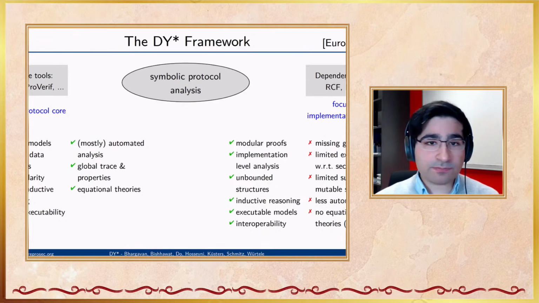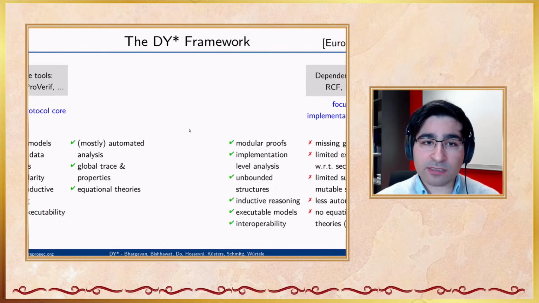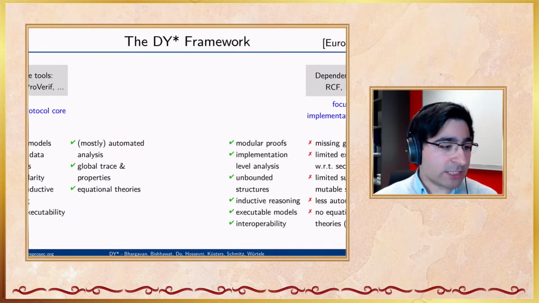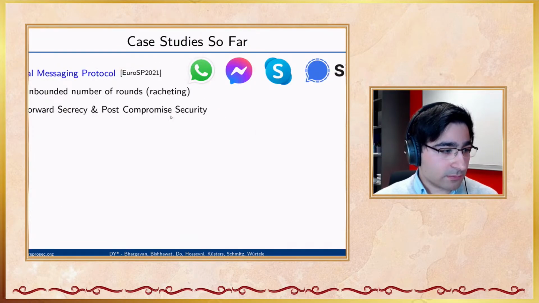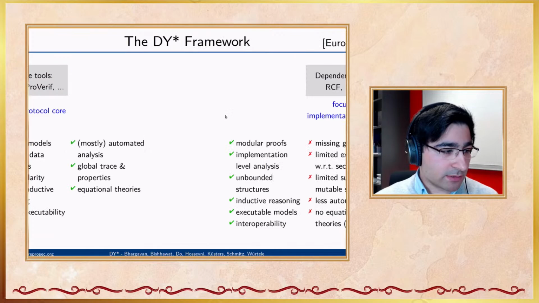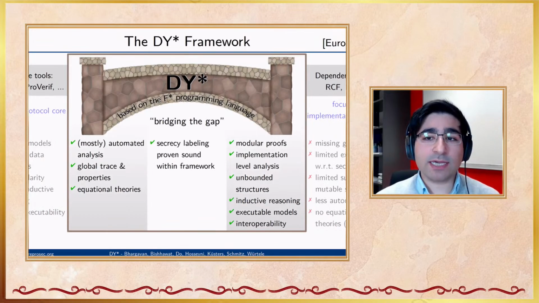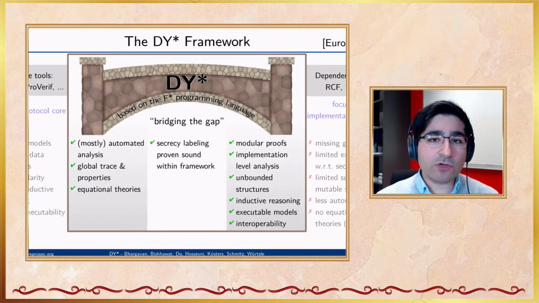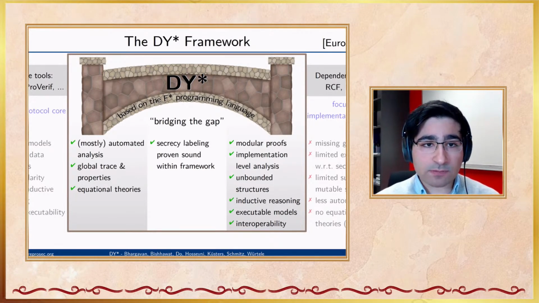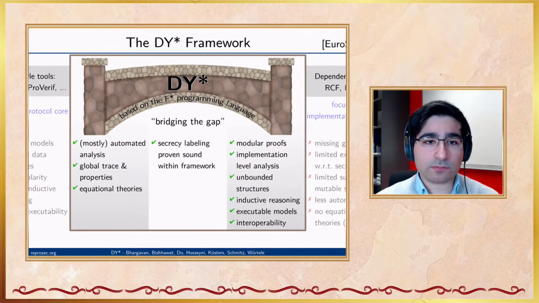So, as you can see, both approaches have their strengths and weaknesses, and we want to combine their strengths. And this is where DY star comes into play. So DY star bridges the gap between these two sides. And we built DY star on top of the F star programming language, which is a fully fledged programming language aimed at program verification. So to ease the proof burden for the user, F star relies on an SMT solver to discharge proof obligations, and by this providing a good amount of proof automation.